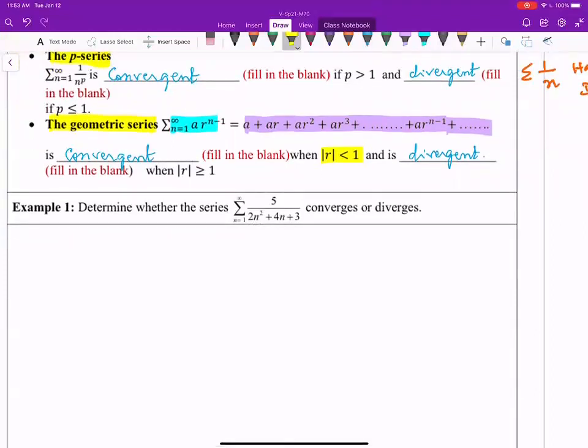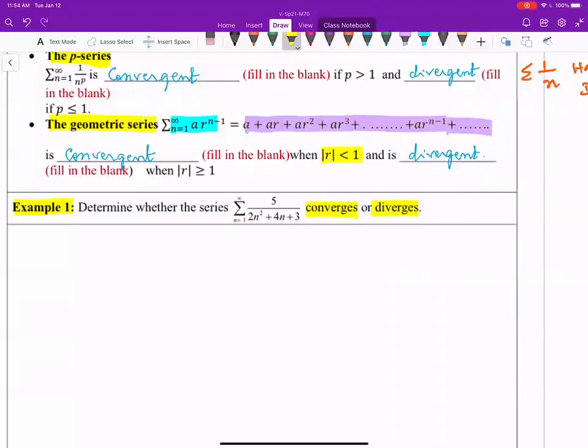Let's take this example. Determine whether the series sigma n varying from 1 through infinity of 5 divided by 2n squared plus 4n plus 3 converges or diverges. So normally we try the test for divergence, that is the easiest one. And if it doesn't work, we will go for any other test.